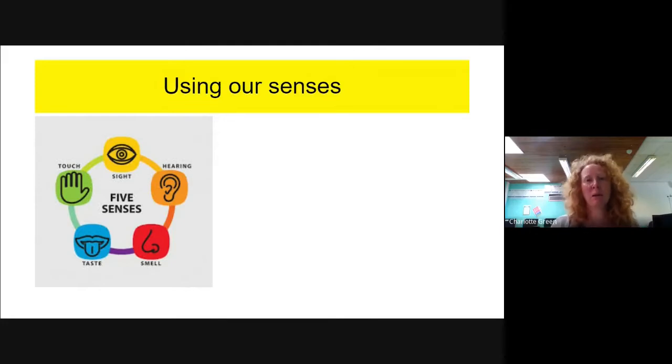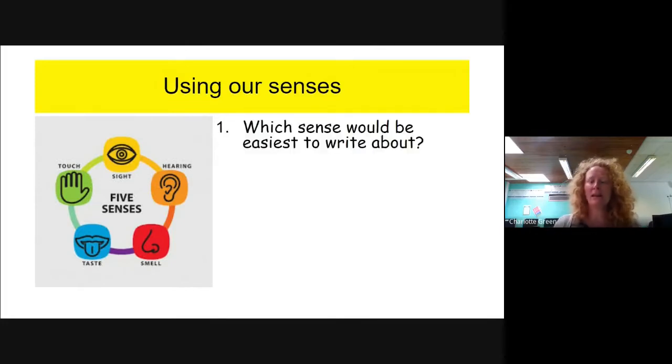Just take a moment to think about these different senses. Think about which of these you would find it easiest to write about. And I'd like you to write a little sentence, if you can, explaining why that sense would be easiest to write about. Once you've done that, think which would be the hardest sense to write about. And if you can, try and put that into a sentence as to why. You can pause the video now while you do the task.